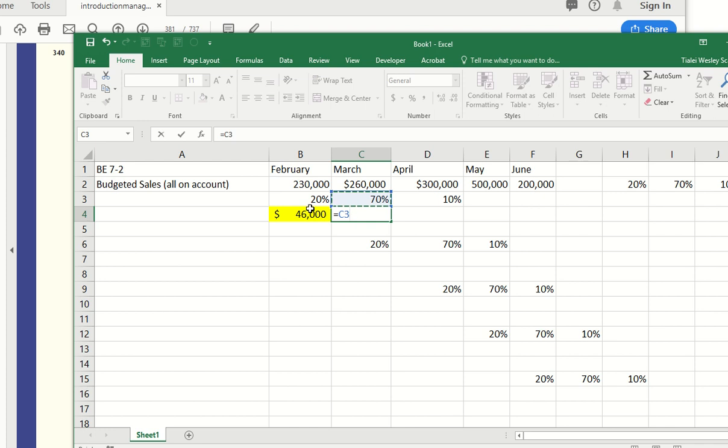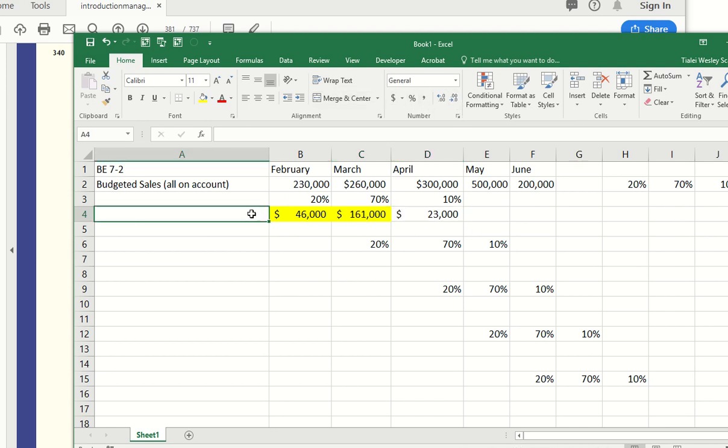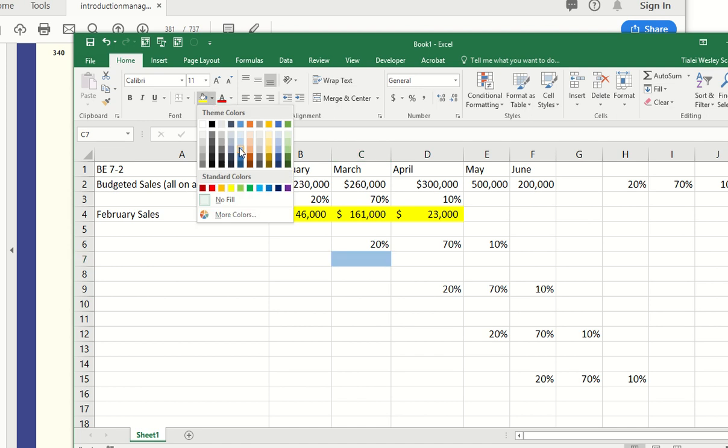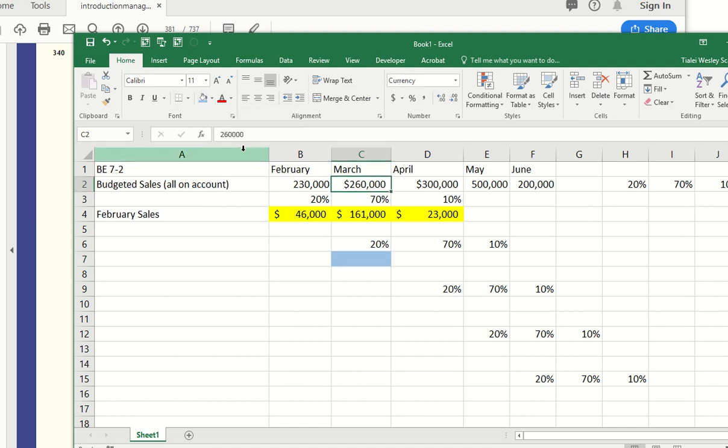We knew it was going to be 70% of this 230,000, and I'm highlighting what I'm multiplying. This 10% times the 230,000 is what's going to be collected for February sales. This is the February sales collection pattern. Over here we have March sales. I don't know if color coding it is going to help you, but we could do that.